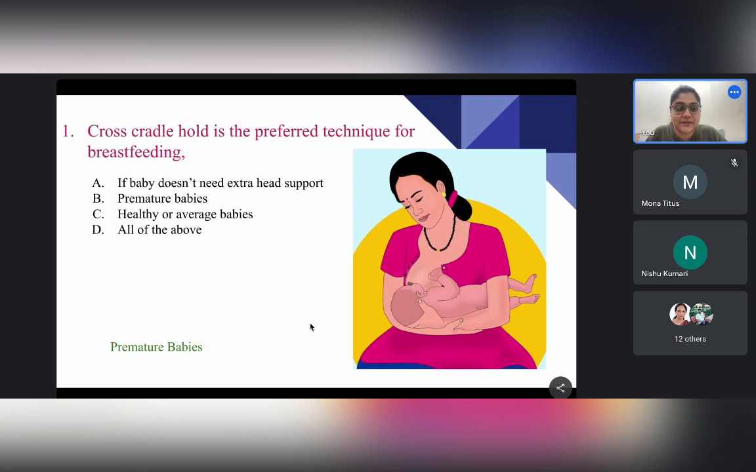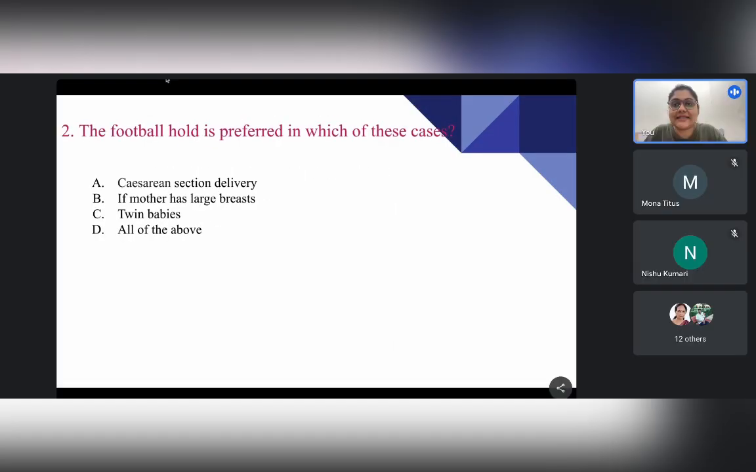Is there any doubt? No, ma'am. Okay, people who said all of the above, please read the options carefully. Let's move on to the second question.